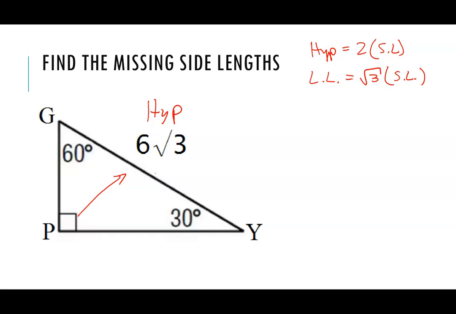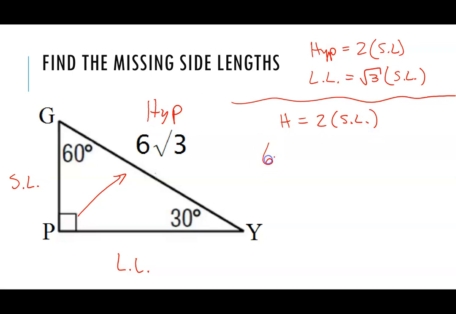So we can really only solve one side of this triangle to begin with. This would be the short leg and this would be the long leg. The only equation we have that uses the hypotenuse will solve the short leg for us. We don't have a quick way to connect the hypotenuse with the long leg. So let's take this equation: the hypotenuse equals 2 times the short leg. Let's plug in 6 square root of 3 for the hypotenuse, and then solve for the short leg. In this case, we have to divide by 2.